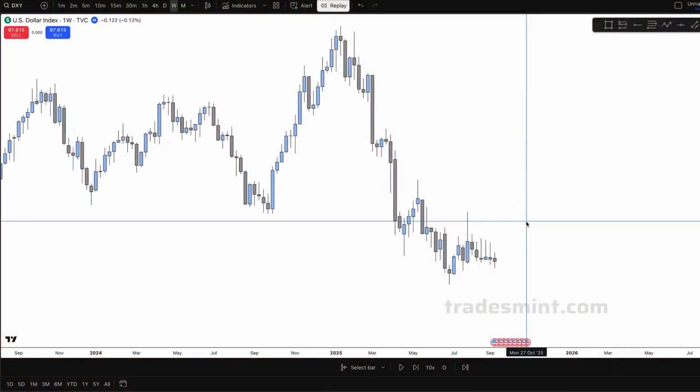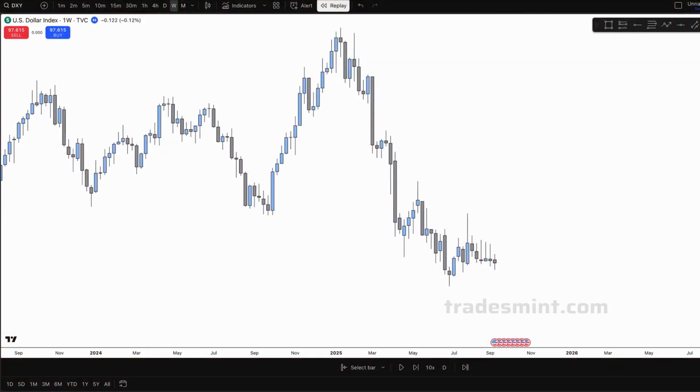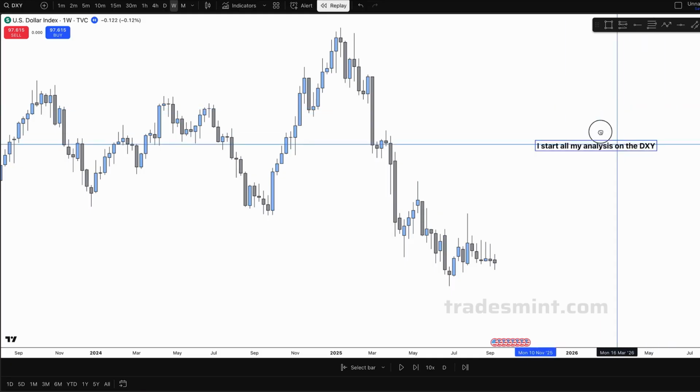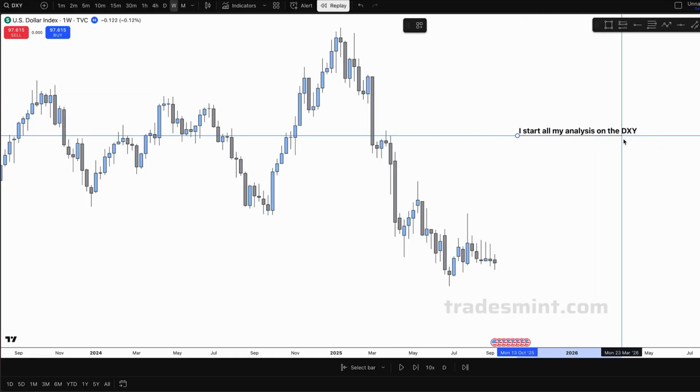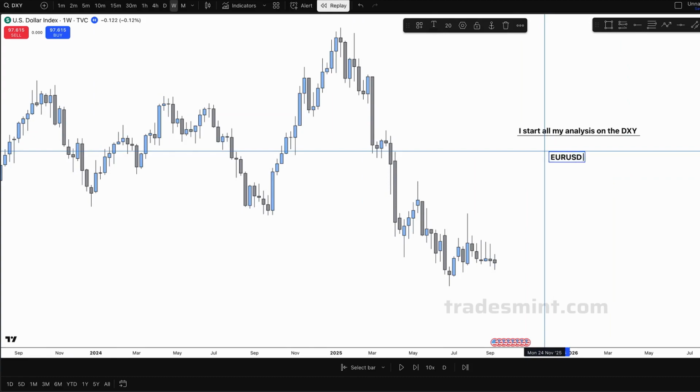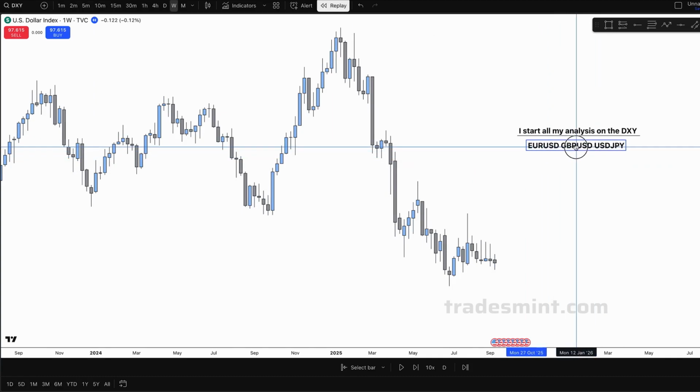The first example that we're going to look at on this topic is going to be the US dollar index, the DXY. The reason why is because I start pretty much all my analysis on the DXY. Why do I do this? Because the DXY, or US dollar index, gives me an insight into the strength or weakness of the US dollar. And because I trade pairs like Euro USD, GBP USD, USD JPY, well, everything revolves around the US dollar, right?